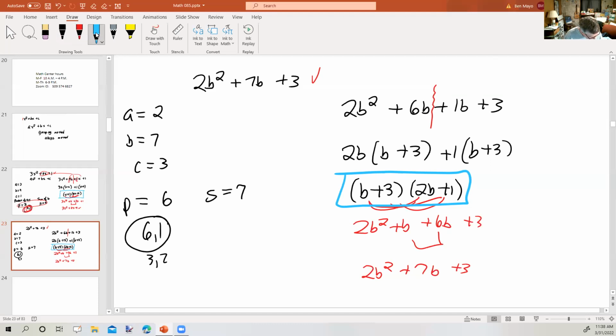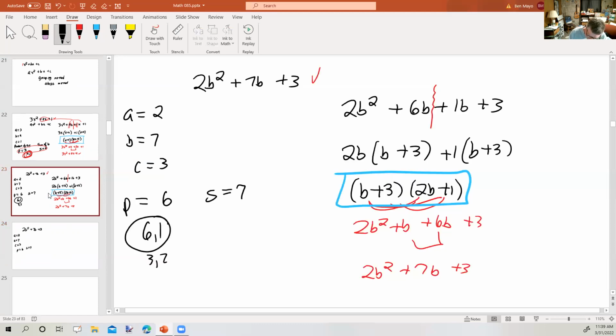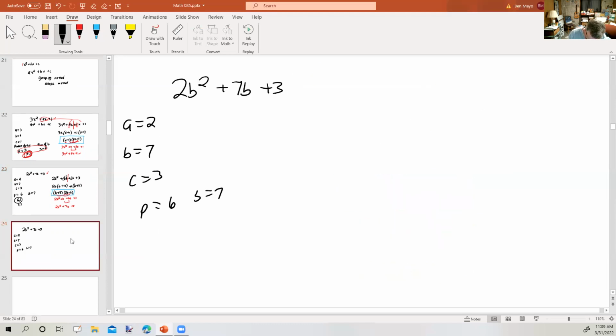All right. Let's do this problem again. 2b squared plus 7b plus 3. Okay, A is 2, B is 7, C is 3, the product is 6, the sum is 7. Now, in the previous one, I wrote the numbers 6 and 1. Let's just say I wrote 1 and 6. Say I wrote it that way, because it wouldn't matter. That'd still be the same product and the same sum. And then I split this up and I wrote it like this.